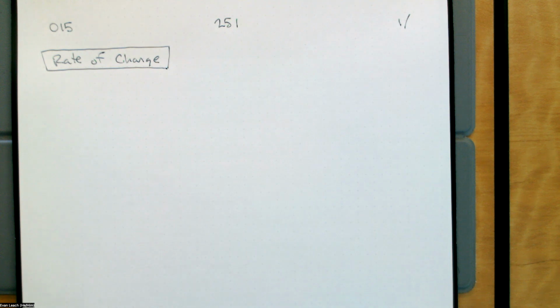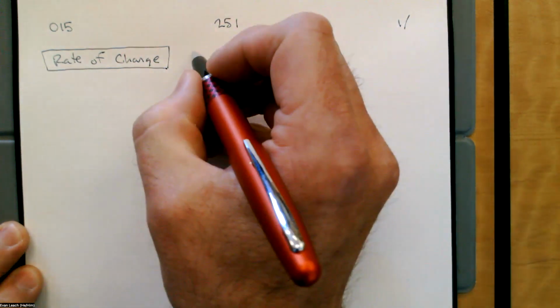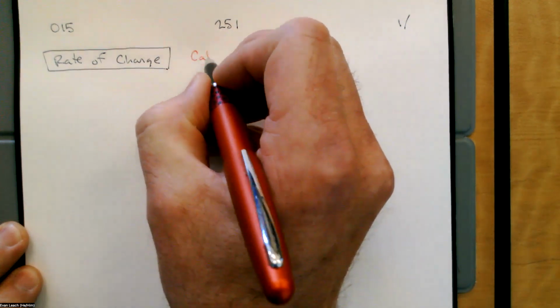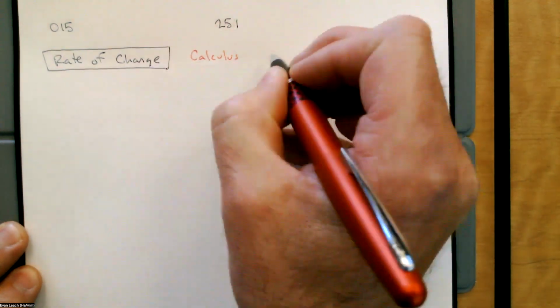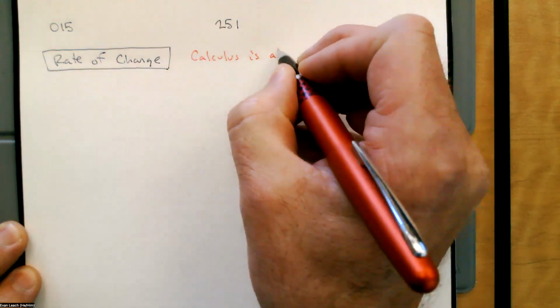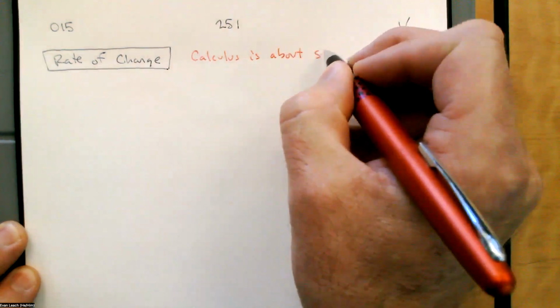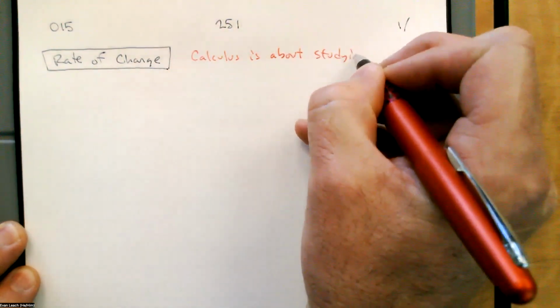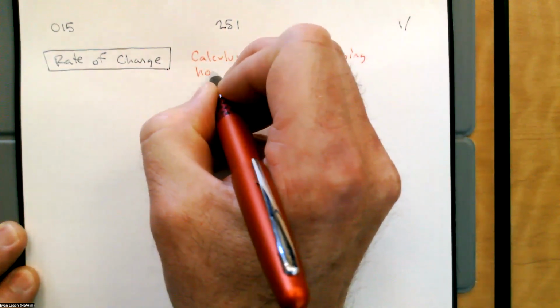Today we want to look at rate of change. Calculus is about studying how functions change. Calculus is about studying how things are changing.